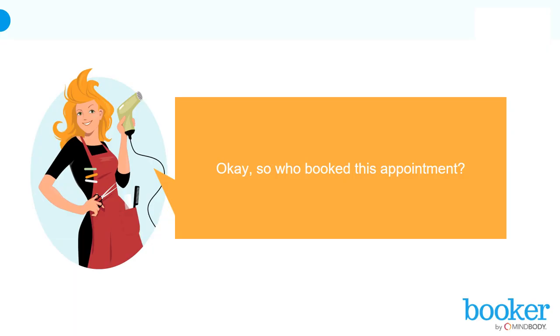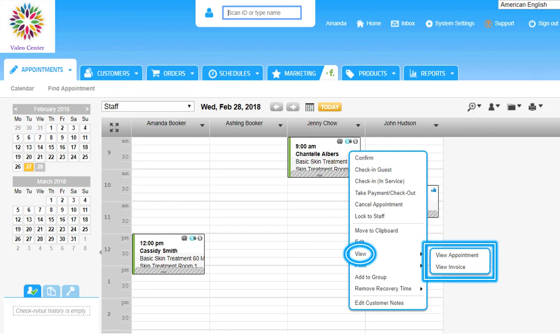Okay, so who booked this appointment? And of course, you want to take that extra step to find out who booked it. Booker makes it easy to find that out. We can right-click on an appointment from the calendar. From the right-click menu, we're going to hover over the View option, and from the additional pop-out, we're going to select to view the appointment.